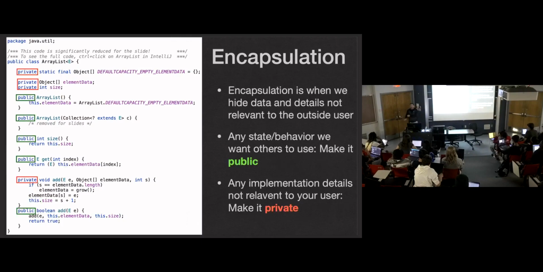And then public versus private. So we saw this with the instance variables in the getters and setters. Public is anything that you want your end users, anybody using this code, to access, make it public. Let them access it. Anything that they don't need to know about or don't need to use, make it private. Keep your private stuff private and your public stuff public.